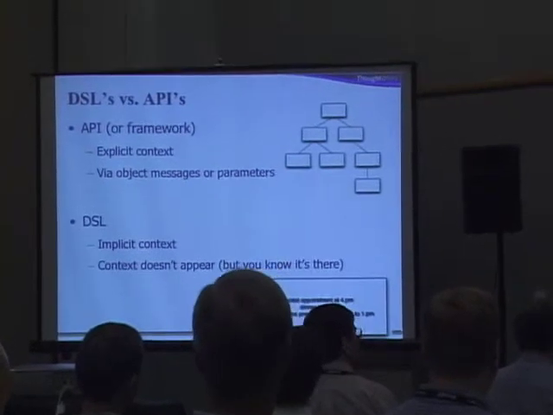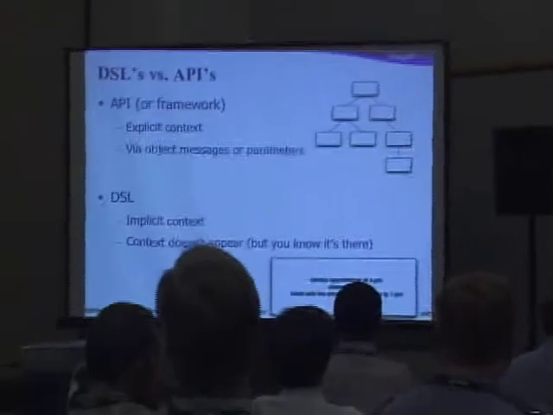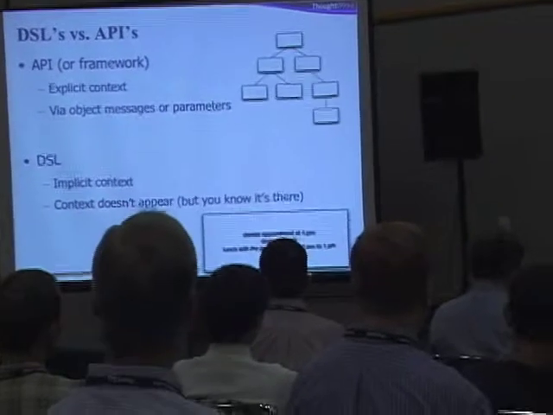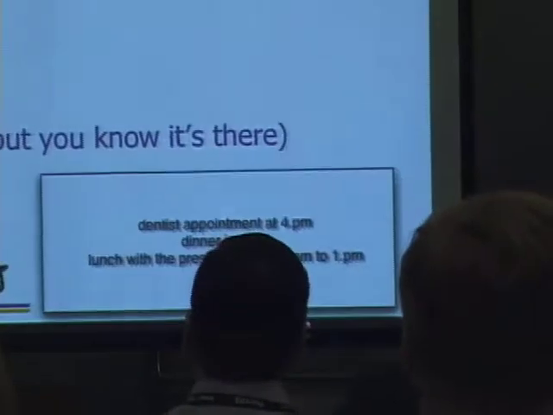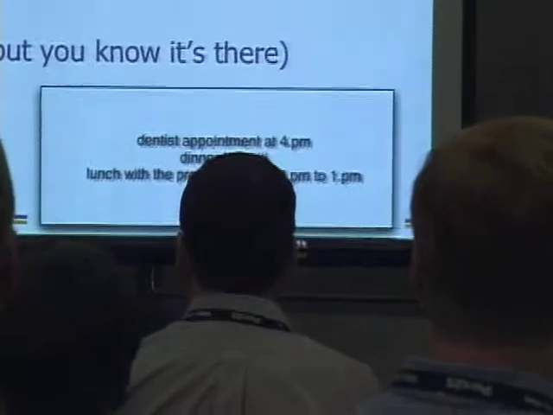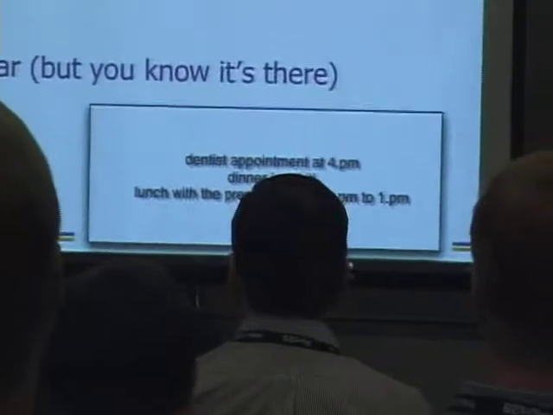So in the little example I have here in the corner, I'm going to show you a much bigger example of that later, but this is actually a domain-specific language written in Ruby for appointments, where it says dentist appointment at 4 p.m., dinner in Tahiti, lunch with the president from 12 p.m. to 1 p.m. Nowhere in there does it say anything about calendar, but that's really what we're dealing with there, is a calendar application. And so that's one of the subtle distinctions between an API and a DSL.